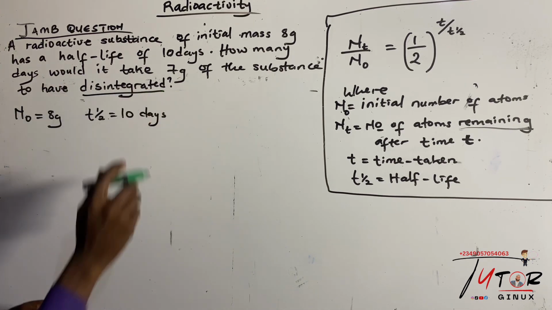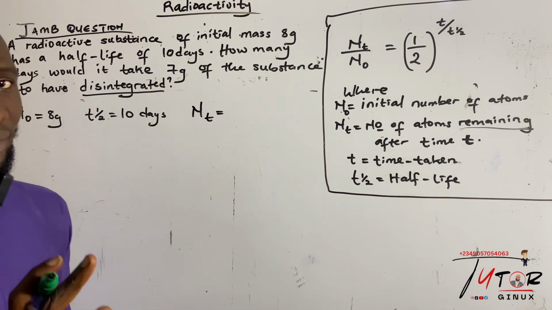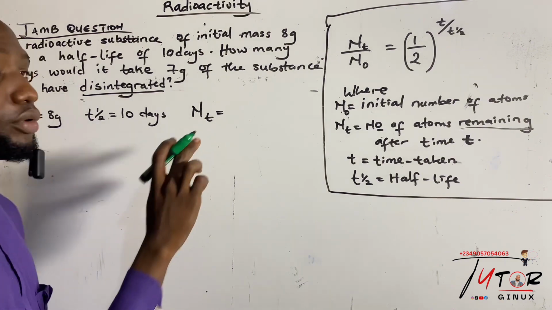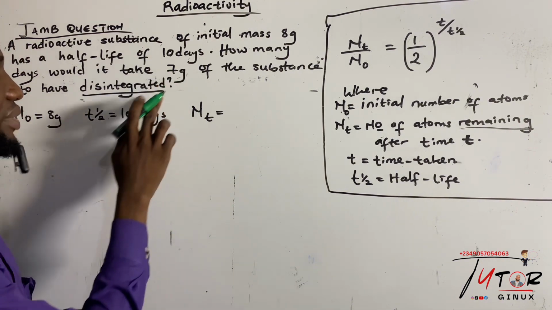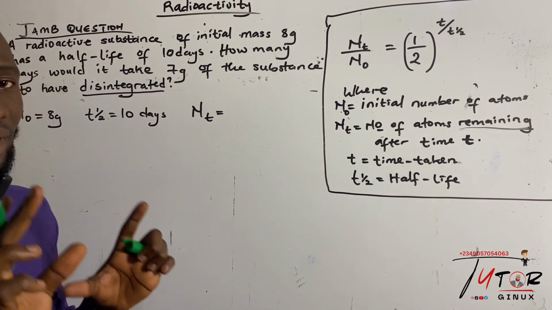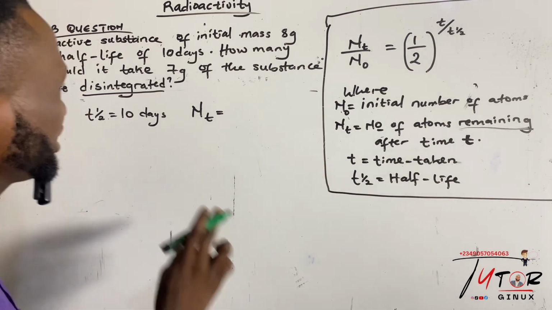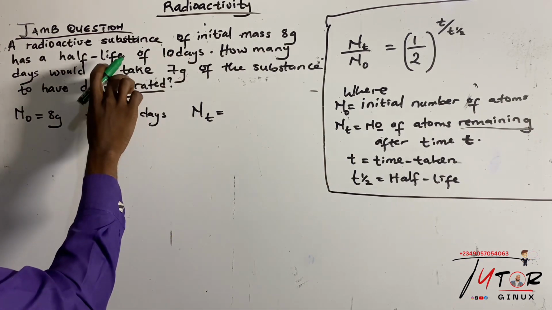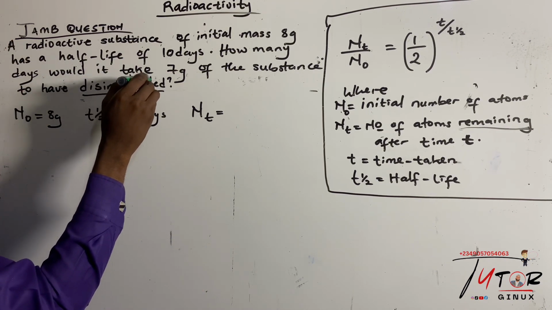So what they are trying to say is that NT is not 7. NT will be the amount of gram that will remain after 7 gram has disintegrated. Please don't mix this thing up. NT stands for the number of atoms remaining. But in this case, we are told that 7 gram disintegrated. Disintegrated means it's decayed. Decay.